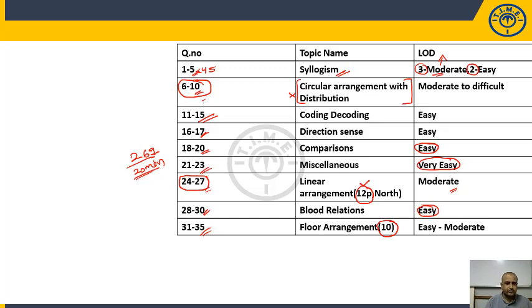But in 20 minutes, 26 questions you can attempt. That is a very good score. And if you have practiced well before going to the exam, these 26 questions can be completed in less than 20 minutes, and one of these 2 sets can be taken up.